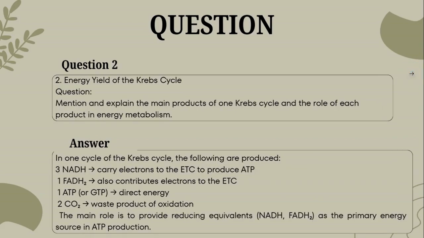The next question about energy yield of the Krebs cycle. Mention and explain the main product of one Krebs cycle and the role of each product in energy metabolism. In one cycle of the Krebs cycle, the following are produced: 3 NADH to carry electrons to the ETC to produce ATP, 1 FADH2 to also contribute electrons to the ETC, 1 ATP or GTP for direct energy, 2 CO2 as waste product of oxidation, and the main role is to provide reducing equivalents, NADH and FADH2, as the primary energy source in ATP production.